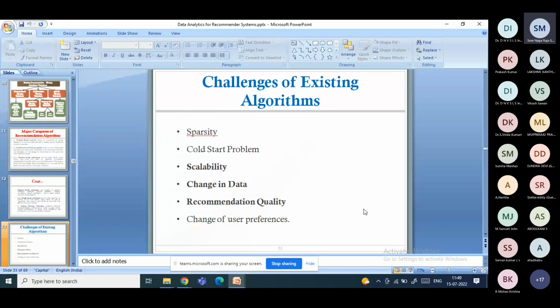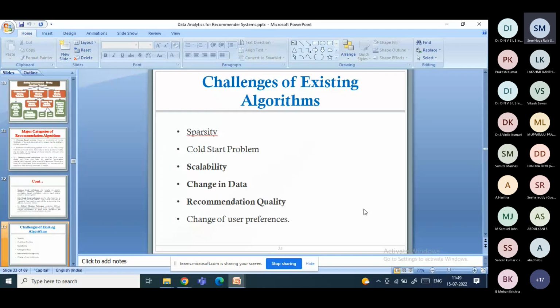The last one is recommendation quality. We are recommending, no doubt at all, but the accuracy is different. Recommendation quality is very different. If he is a man and I suggest a product which is useful for a woman, it is a bad recommendation. If she is a woman and I suggest a product which is useful for a man, it is a bad recommendation. So recommendation quality is also very important.